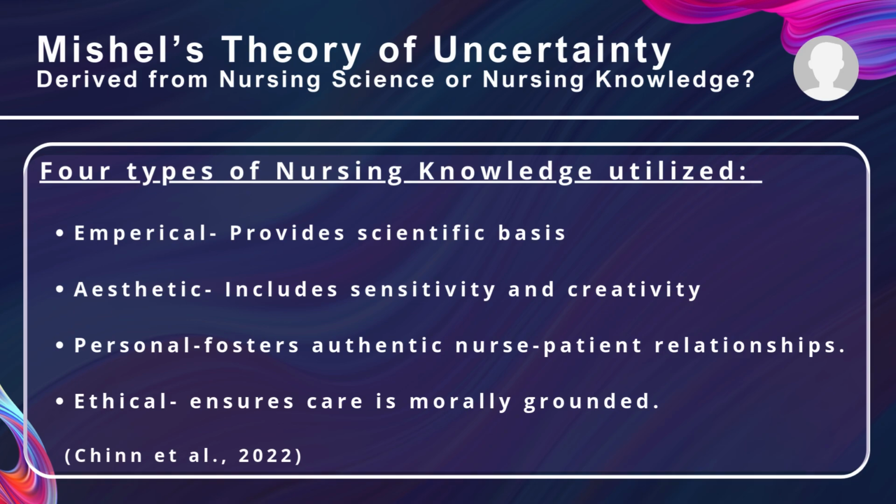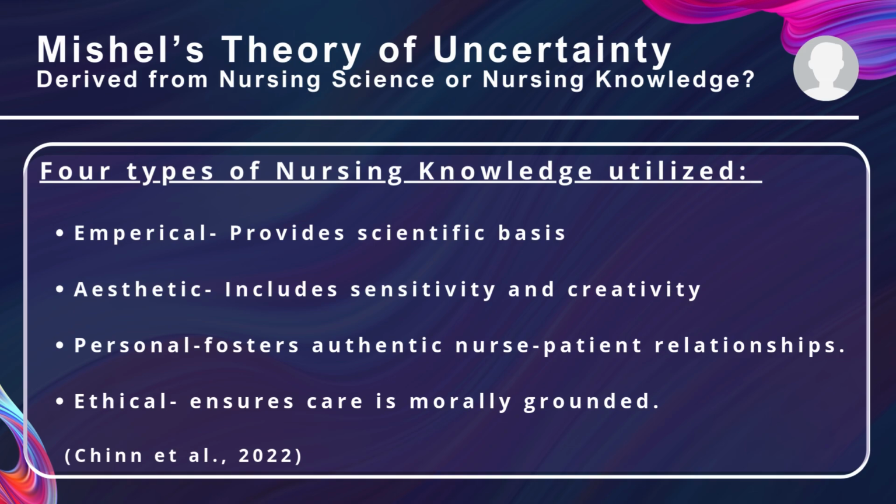Moving on, we're going to be discussing the 4 different types of nursing knowledge utilized for this theory. Empirical, which provides scientific basis. I believe Michelle employed this by identifying uncertainty in patients and practice. She applied research and framework to improve patient care for oncology patients.